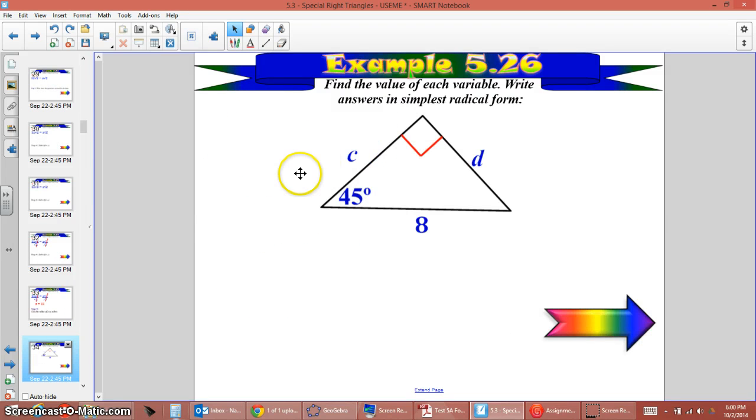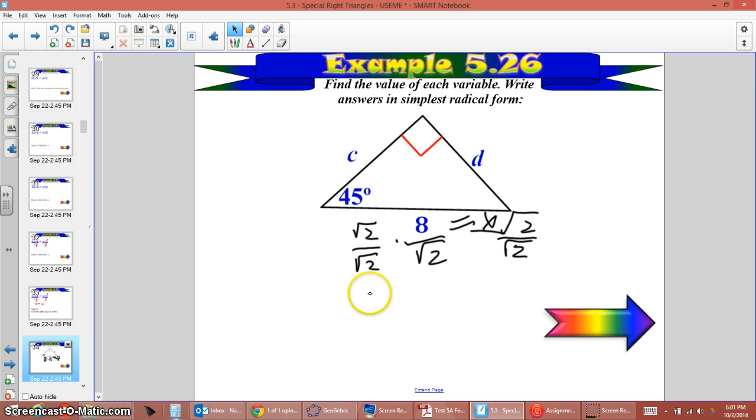Right here, this is where it gets tricky. Here I've got an 8. Well, I know that that is supposed to equal x root 2. So I divide by root 2. But I can't have a root 2 on the bottom, so I multiply by root 2 and root 2, which gives me 8 root 2 over 2, which can simplify to 4 root 2.